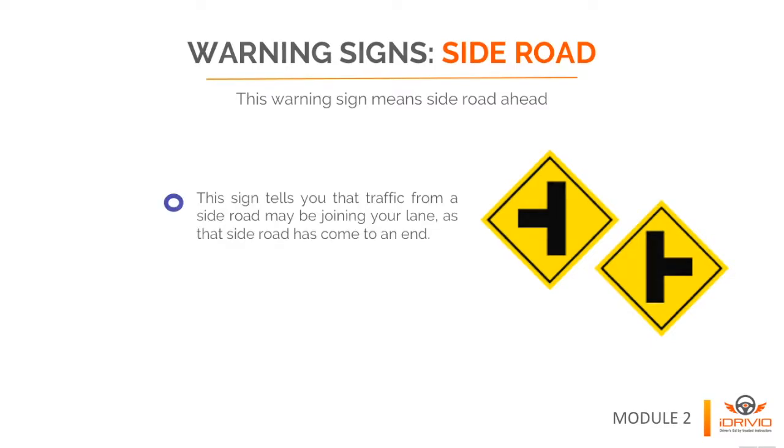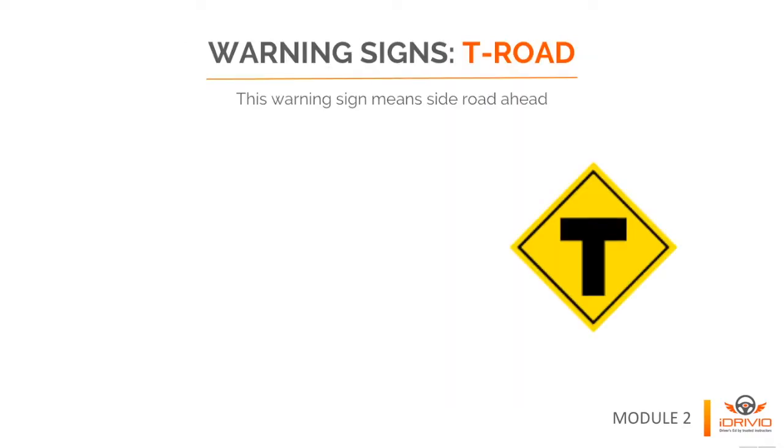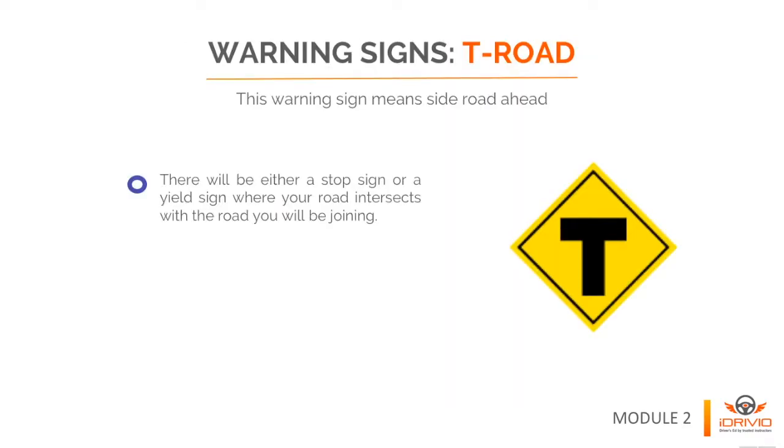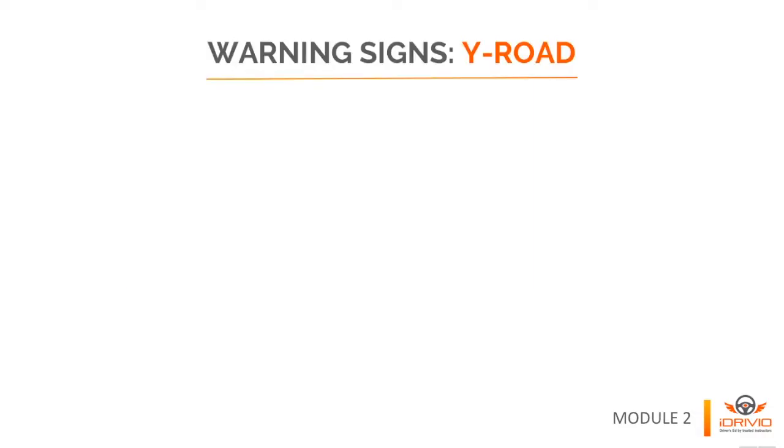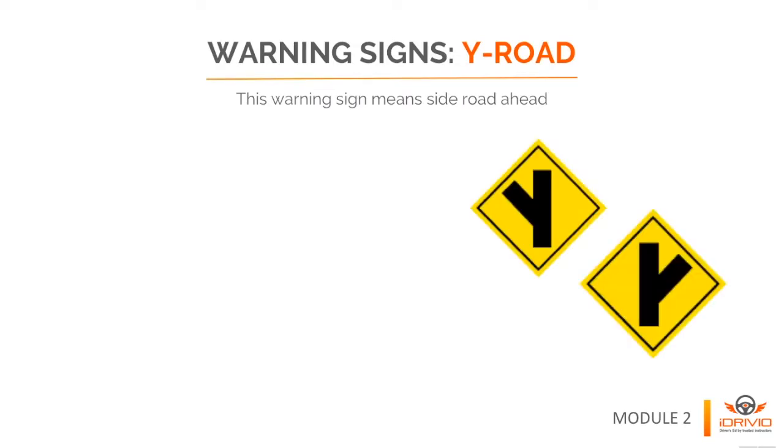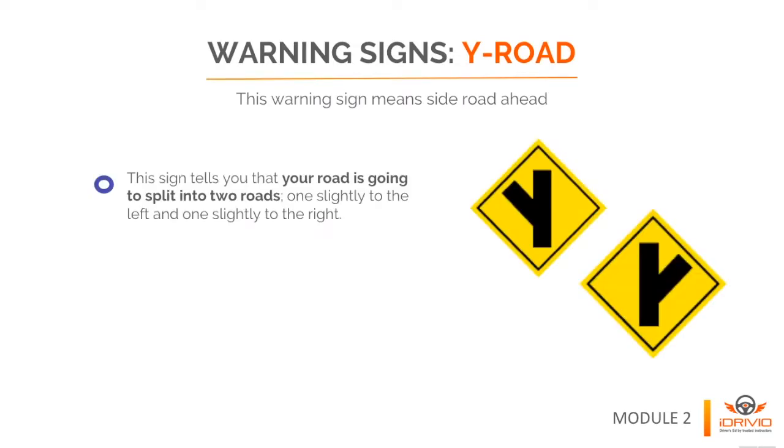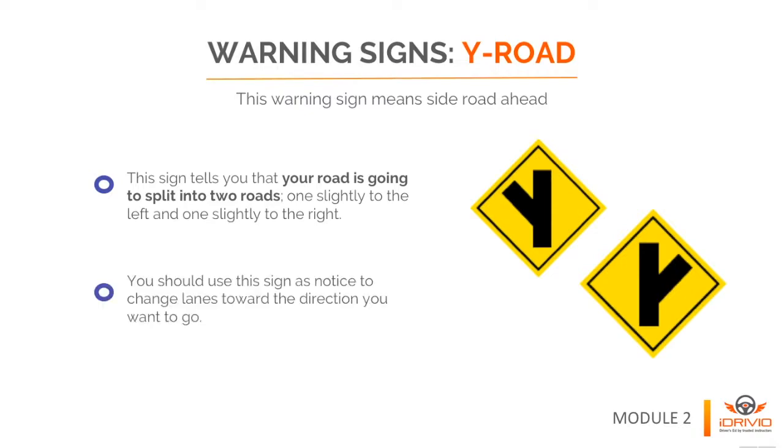The T-road sign tells you that your road is ending and that you will have to turn left or right. There will be either a stop sign or a yield sign where your road intersects with that road you will be joining. The Y-road sign tells you that your road is going to split into two roads, one slightly to the left and one slightly to the right. You should use this sign as notice to change lanes towards the direction you want to go.